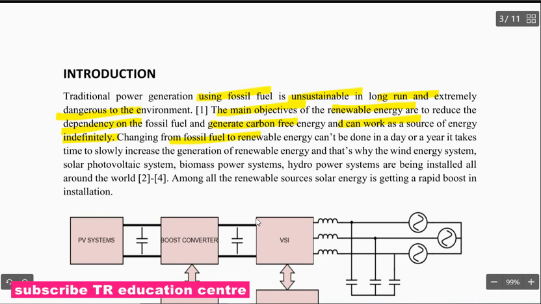Changing from fossil fuel to renewable energy cannot be done in a day or a year. It takes time to slowly increase the generation of renewable energy, and that's why wind energy systems, solar photovoltaic systems, biomass power systems, and hydropower systems are being installed all around the world. Among all the renewable sources, solar energy is getting a rapid boost in installation.